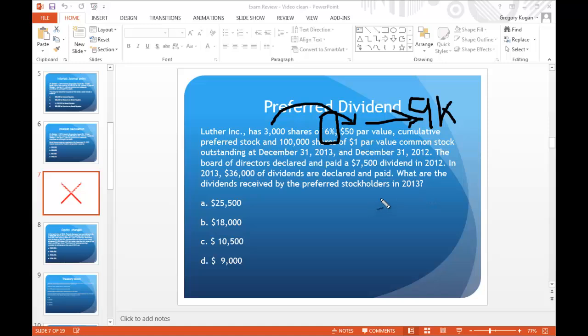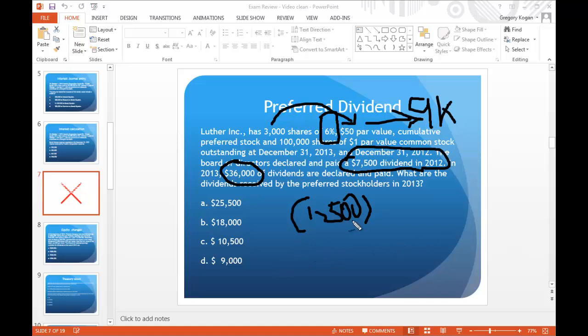Now they're saying that last year they only paid 7,500. So they owed us a little bit more. So we have 1,500 that they didn't pay up last year for preferred, right? And now we're saying what's going on this year. Well, this year they're paying 36, so it's enough to cover this year and last year.